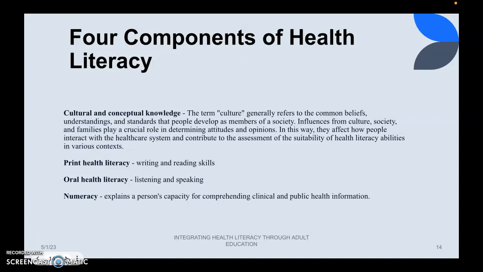Print health literacy, that is going to be our writing and reading skills. Oral health literacy, that would be our listening and speaking. Numeracy explains a person's capacity for comprehending clinical and public health information.